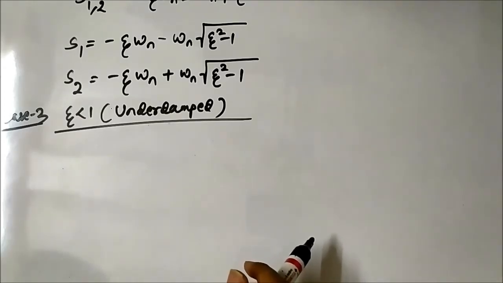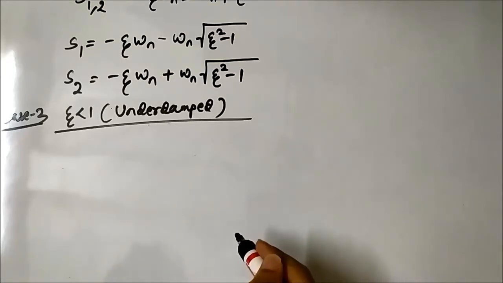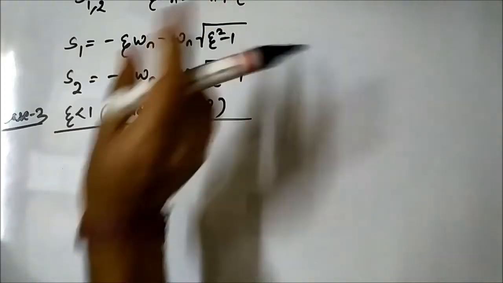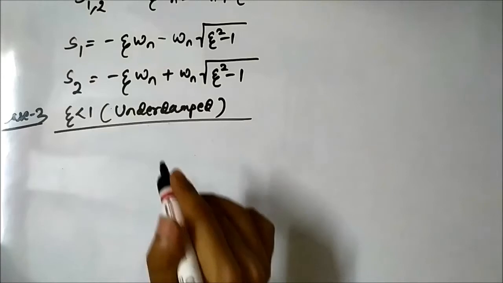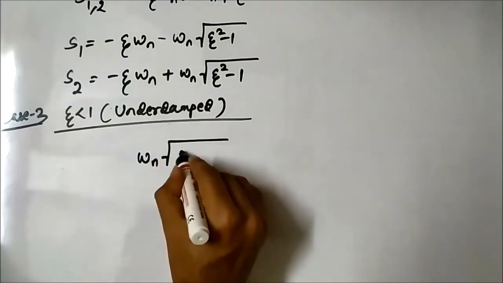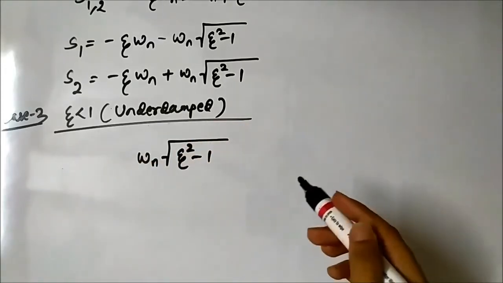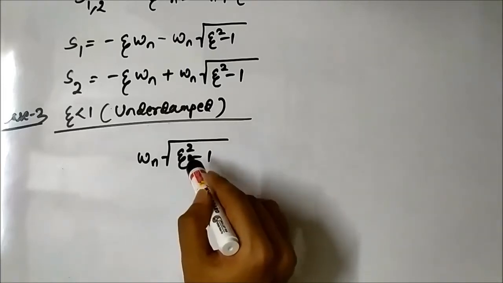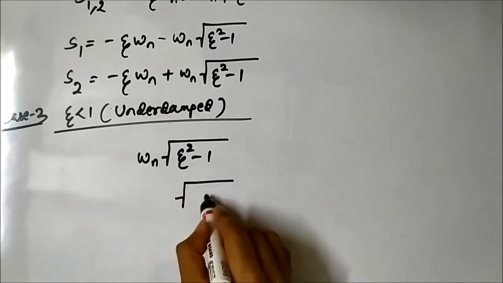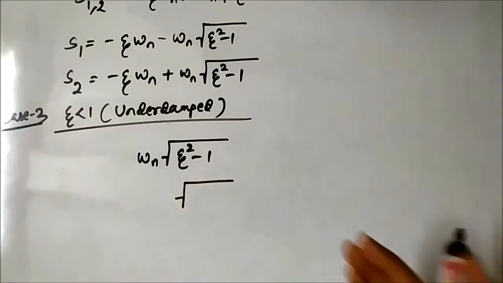So when zeta is lesser than 1, please focus at this portion only. Then we'll go for the remaining omega n into root over of zeta square minus 1. For now, just focus on this portion. When zeta is less than 1, obviously there will be a negative term coming under this root.